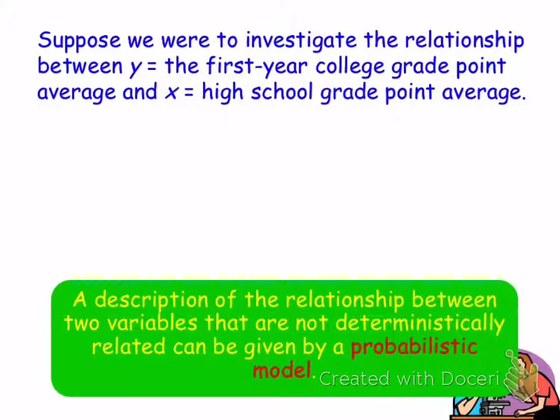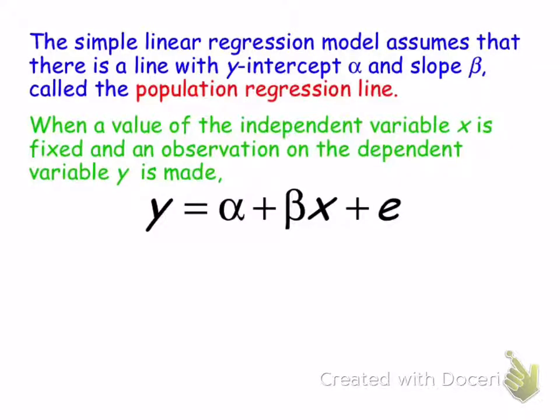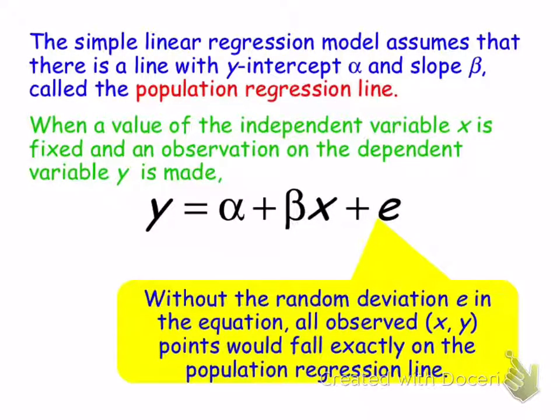And a description of the relationship between two variables that are not deterministically related can be given by a probabilistic model. So there's two types, deterministic and probabilistic. This is considered the population regression line where we have alpha and we have beta, and those are Greek letters, so that has to do with the population regression line. And without random deviation and errors, all of the observed points would fall exactly on the regression line.